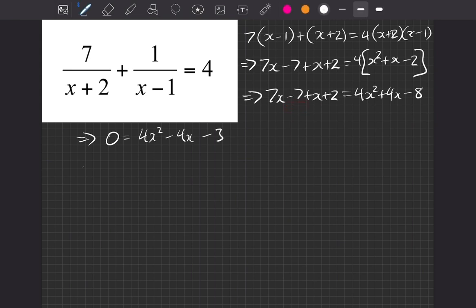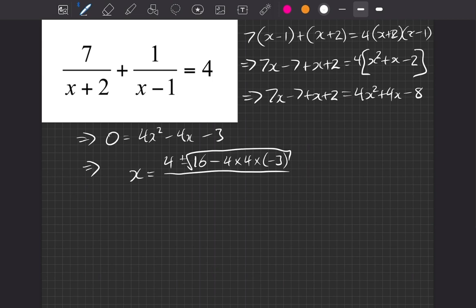And now then, we can use the quadratic formula, or we can factorise. I factorised it earlier, but I'll use quadratic formula here. So what we're going to have is x is equal to minus b, so plus 4, plus or minus the square root of b squared, so that's 16, minus 4 times a, which is 4, times c, which is minus 3. That whole thing gets square rooted then, and we divide by 2 times a, so that's 8 in this case.